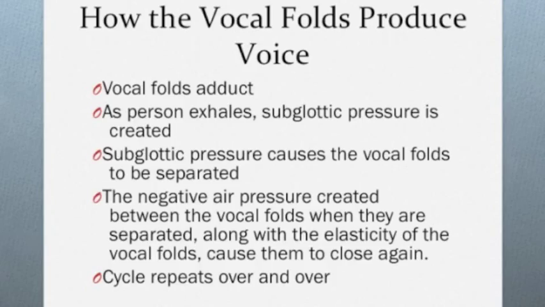In order to produce voice, the vocal folds move from an abducted position into an adducted one. As we exhale while the vocal folds are adducted, the air from our lungs flows up into the trachea and creates subglottic air pressure at the level of the closed vocal folds. This air pressure causes the vocal folds to separate. Negative air pressure is then created between the vocal folds. This negative air pressure, along with the elasticity of the vocal folds, causes them to close again. This cycle is repeated over and over again as we speak.